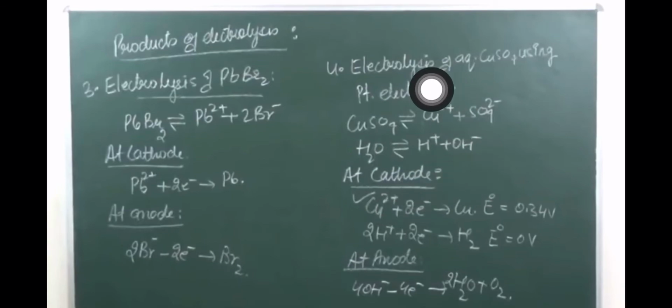So again there will be a conflict between Cu plus 2 and H plus at the cathode, right, as we have seen earlier in NaCl and water. So again Cu plus 2 plus electrons gives Cu.